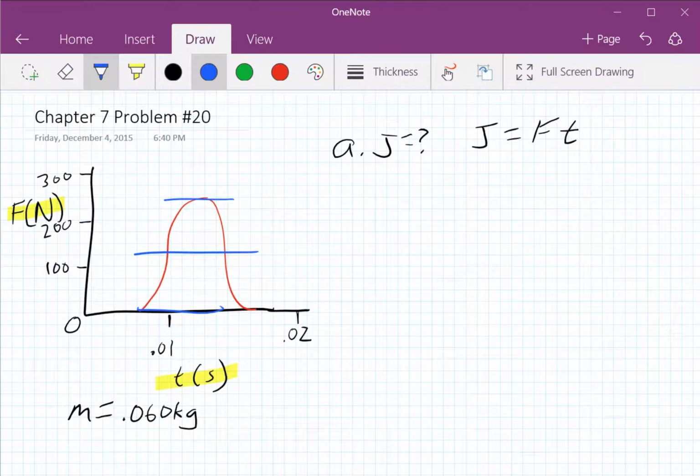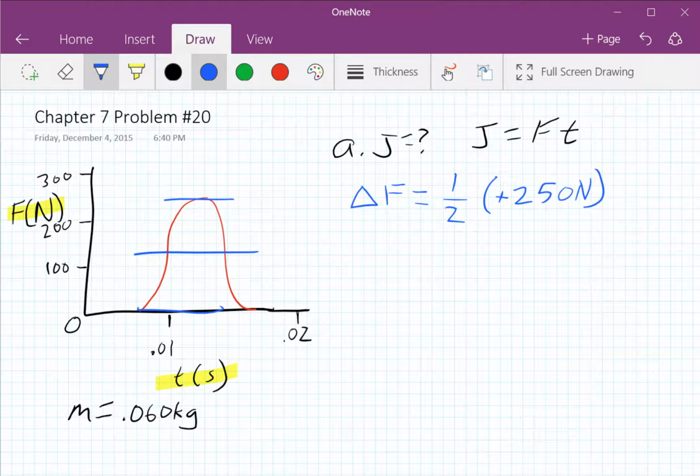So just take the maximum force and divide it by 2. So you're going to have, okay, the change, delta F, change of the force, is going to be 1/2. And the red line looks like it's about 250. So you just write, okay, a positive 250 newtons. Okay. And you would then be able to look at the time change.